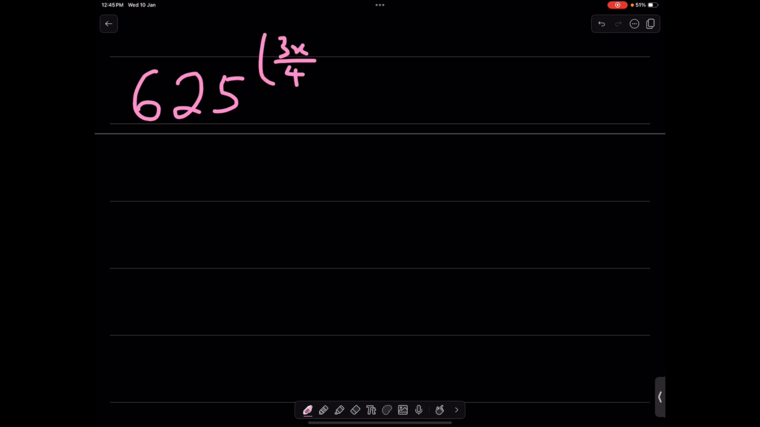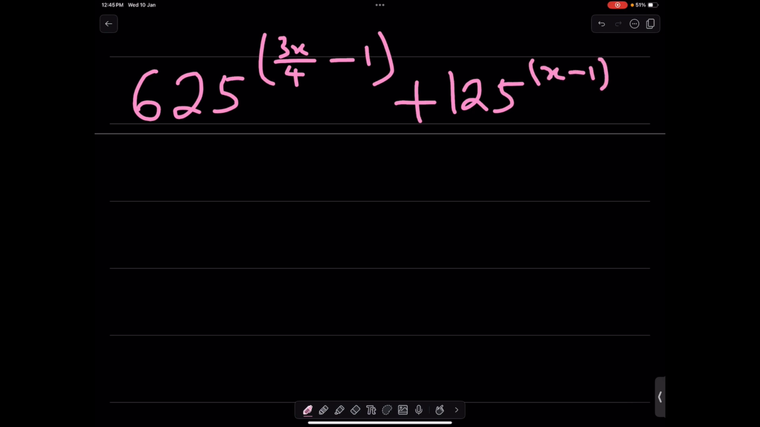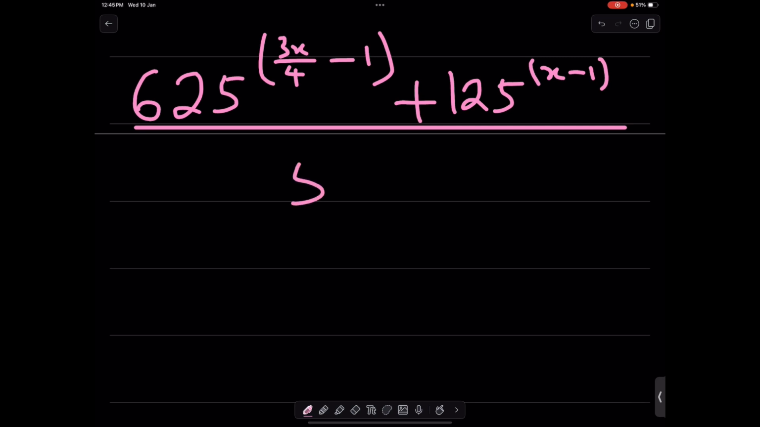The next question is from year 2019. Okay, let's go to it. What's the question? Simplify 625 raised to power 3x over 4 minus 1 plus 125 raised to power x minus 1, all over 5 raised to power 3x minus 2.